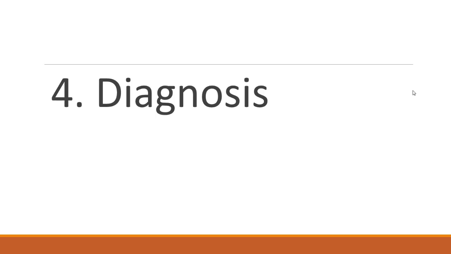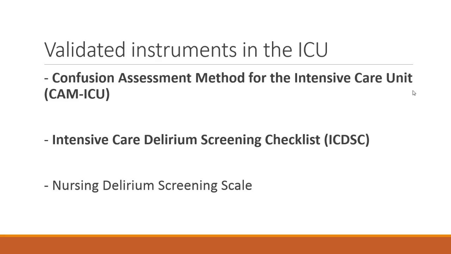With regards to the diagnosis, we can't just take the DSM definition and apply that in the ICU. So we have tools that we use and apply in the ICU to make a diagnosis of delirium. There are 3 validated instruments that we can use in the ICU setting. The most commonly used is the CAM-ICU, which stands for the Confusion Assessment Method for the Intensive Care Unit. The second one is the Intensive Care Delirium Screening Checklist, or the ICDSC. And then there's also the Nursing Delirium Screening Scale. So these are, again, validated for the ICU setting.